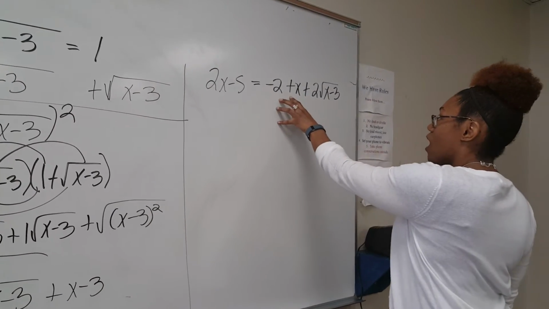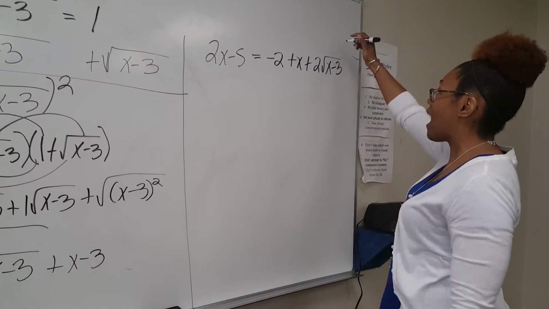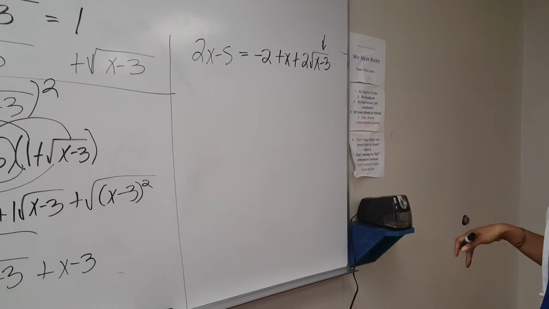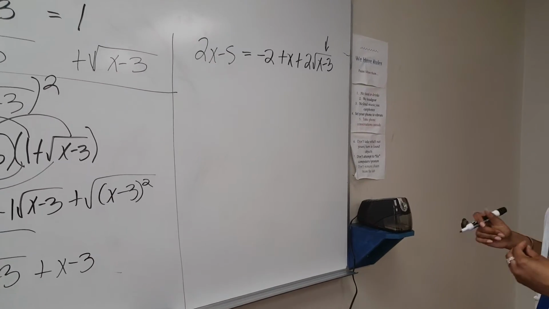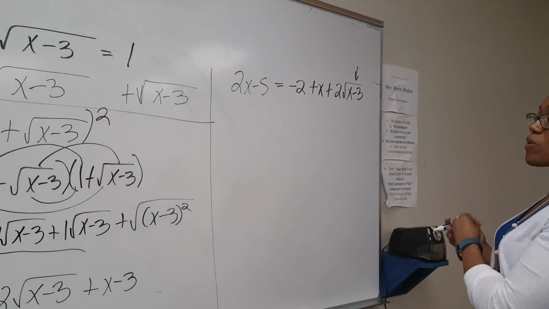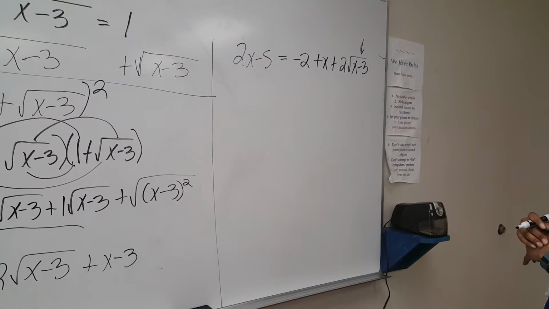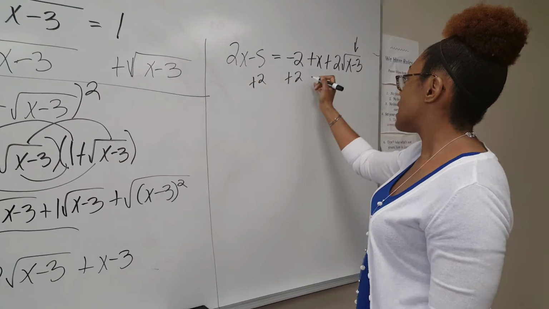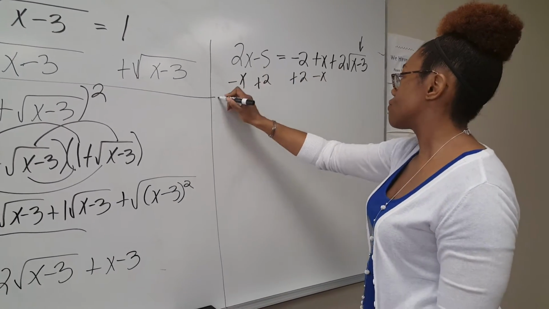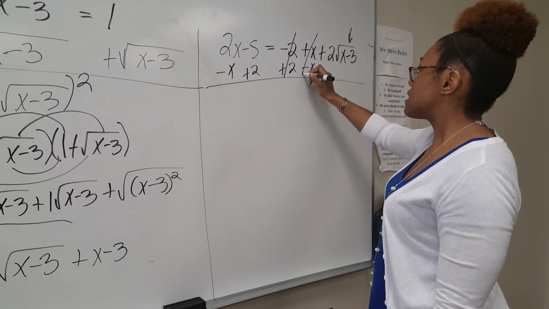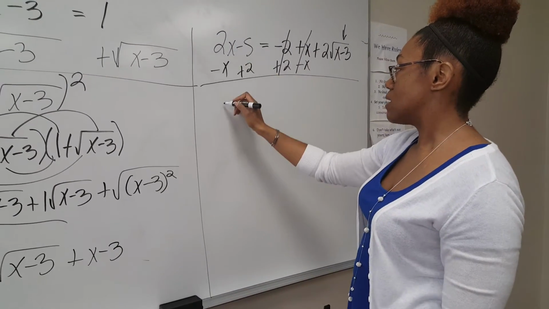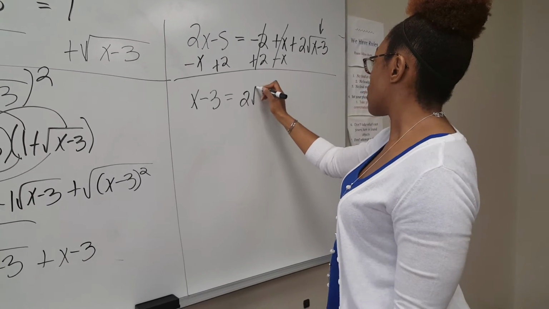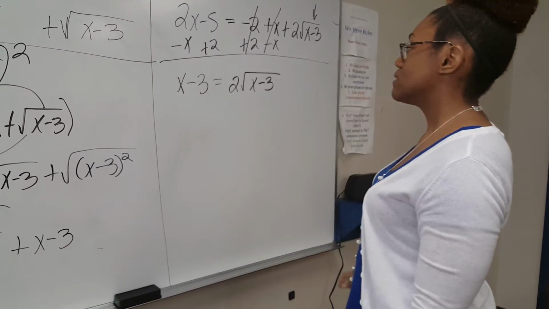So I need to move all of this to one side because I obviously see that I have another radical here. Since I have another radical here, that means I'm going to have to square it again. So obviously when you have two square roots, it might get to be a very long problem. So I'm going to add a 2 to both sides, and I might as well subtract my x from both sides at the same time. Everything cancels out here, and then this becomes x minus 3 equals 2 square root of x minus 3.